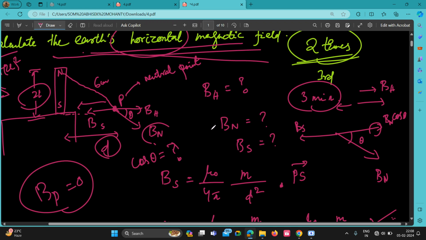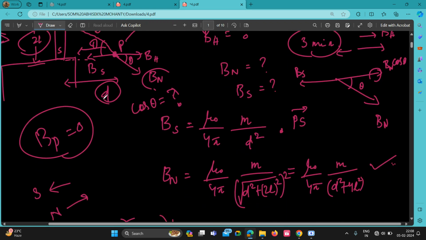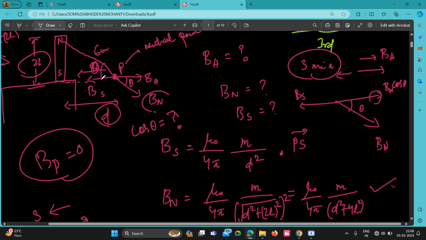Cos theta will be what? See, this is theta, this is your theta. This is the opposite angle. So cos theta will be base by hypotenuse. Base is this d. Hypotenuse is root over of d square plus 4l square.